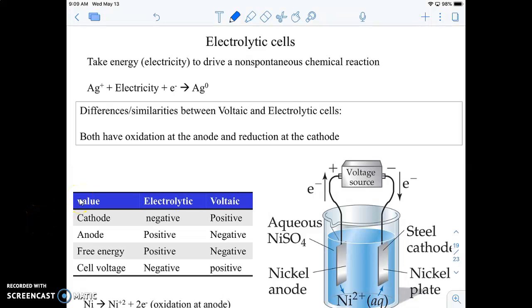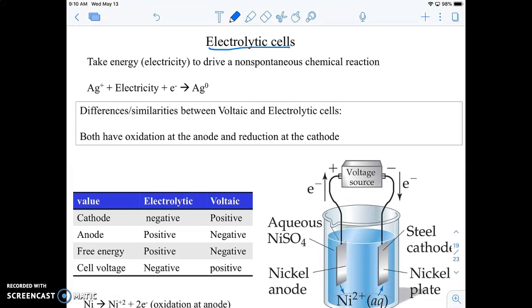Okay guys, so this is the last video in redox, and it goes along with how redox is useful in the real world. So last week we talked about electrochemical cells, and specifically we talked about a voltaic cell, which is when a redox reaction goes spontaneously and makes electricity. So another type of use for a redox reaction occurs in an electrolytic cell.